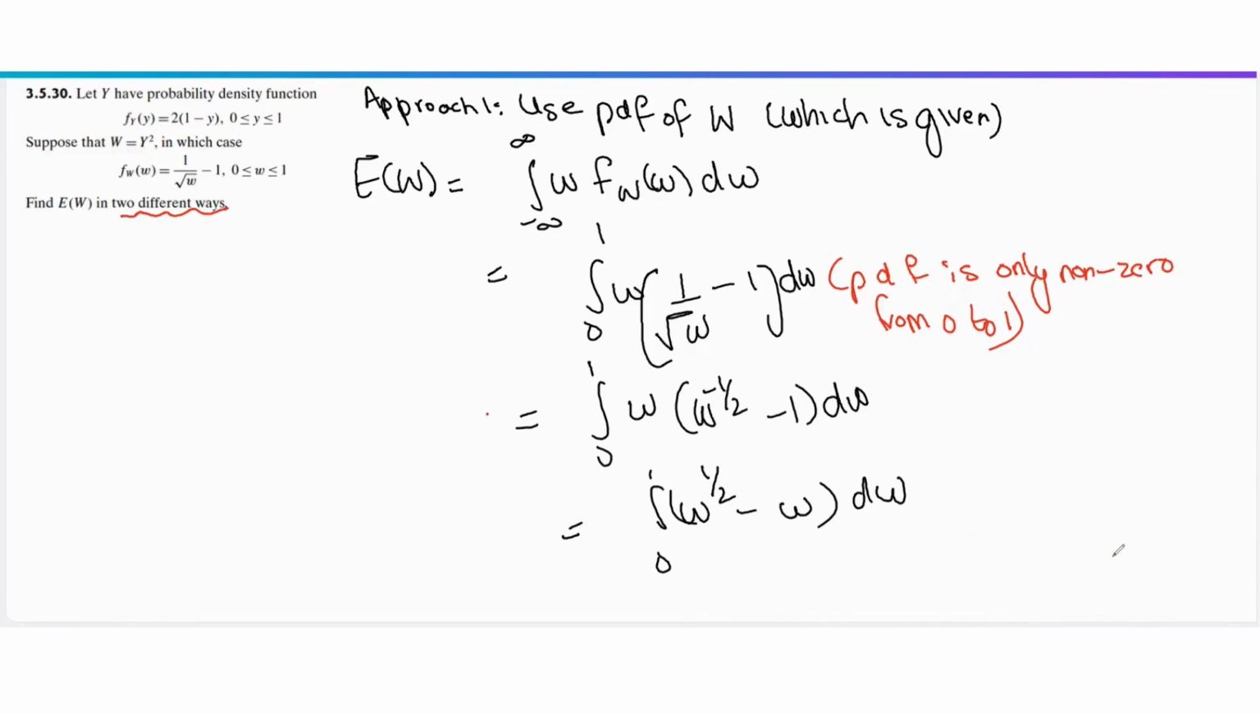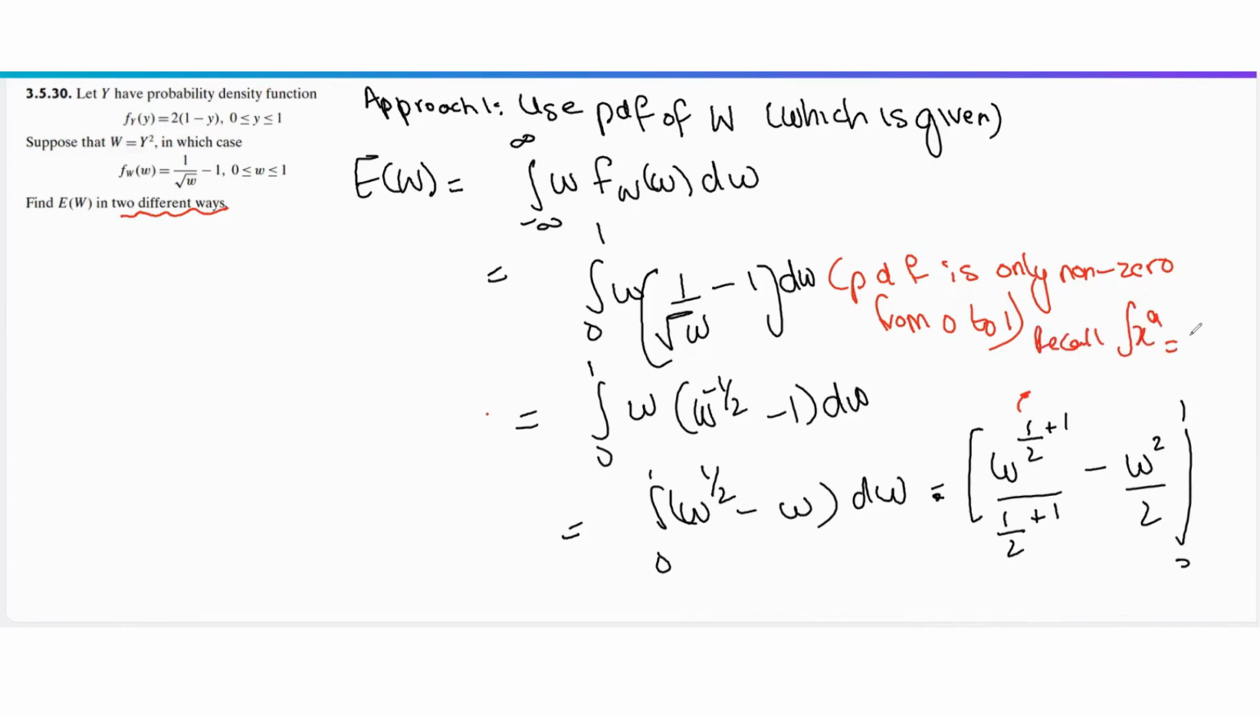So now we just need to do this integration. This integration would just be w^(1/2 + 1) divided by (1/2 + 1) minus w squared by 2. How are we doing this? Let's just recall that whenever you integrate x^a, the integral of that is x^(a+1) divided by (a+1). So here, when you're integrating w to the power 1/2, it's w^(1/2 + 1) divided by (1/2 + 1). Then it's minus w^(1+1) divided by (1+1), right? And then what you do is just plug in the limits.